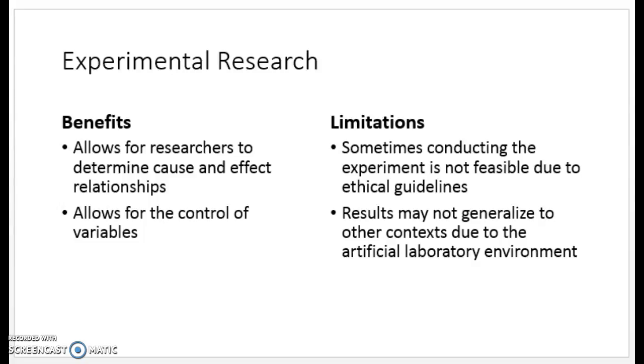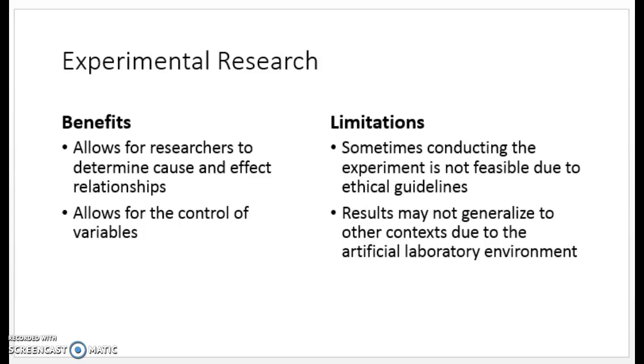But a limitation of experimentation is that sometimes conducting an experiment is not feasible due to ethical guidelines, and we'll talk further about what those ethical guidelines will be. For example, I can't conduct an experiment on somebody if I know that it is going to put them in physical or psychological harm. In addition, because experiments occur in a laboratory environment, where everything is so controlled and artificial, the results don't always generalize to the larger population.